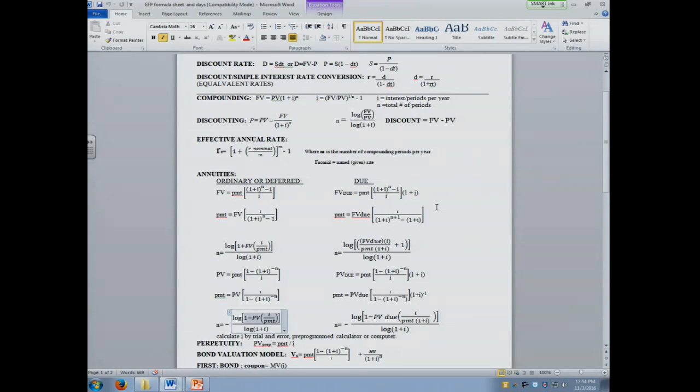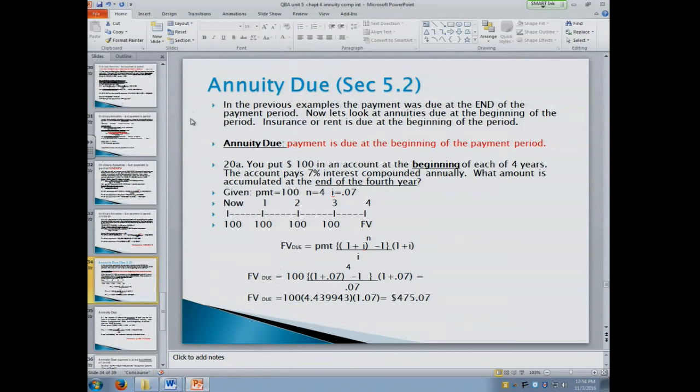Or your car insurance. You pay your car insurance today and you have insurance for half a year. Or your rent. You pay it today, but you live there. So those are annuities due. And these are the formulas. So you have to be careful when reading a question, whether it says what type it is. We're going to talk about annuity due. In the previous example, the payment was due at the end of the payment period. Now it's going to be due at the beginning.